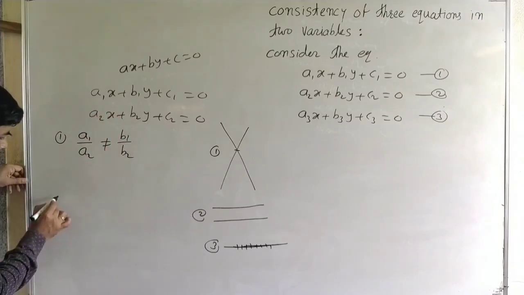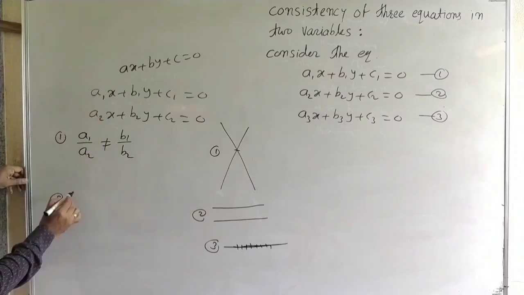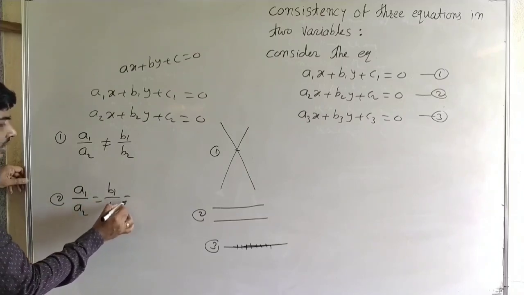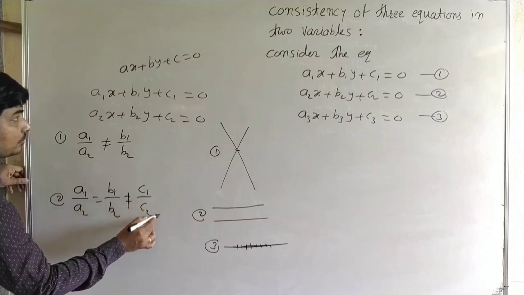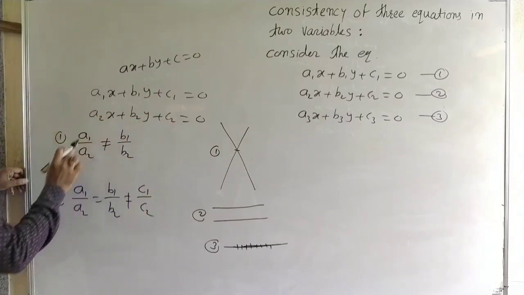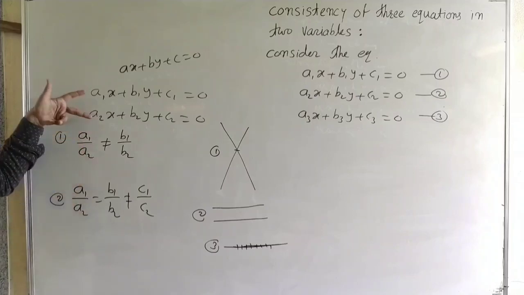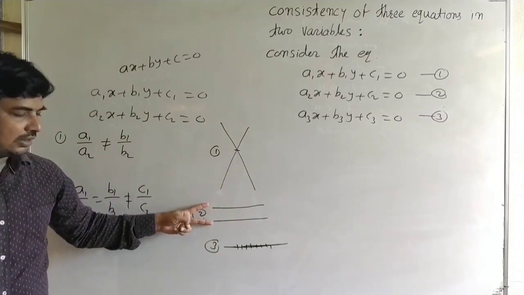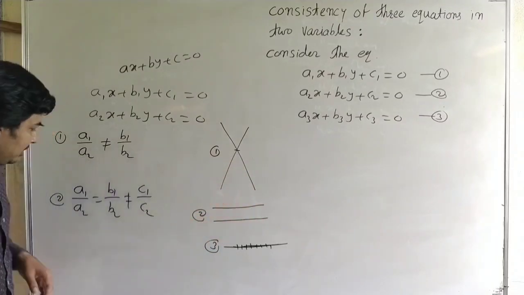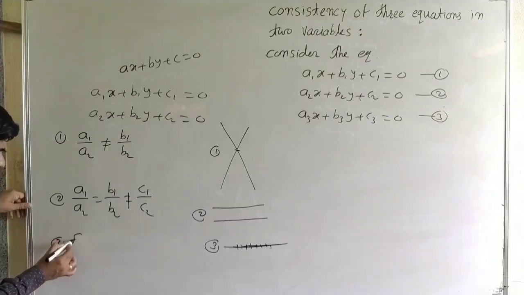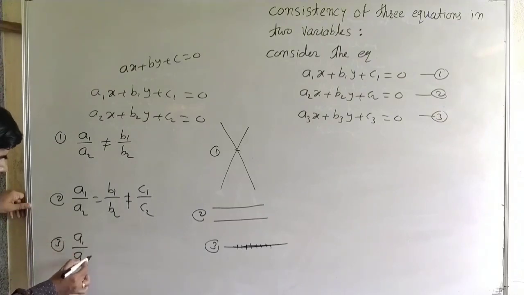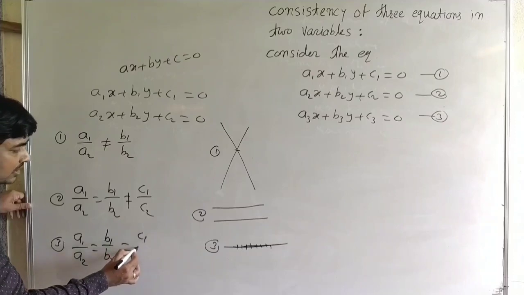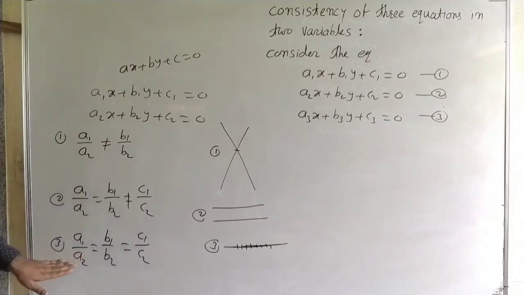In the second condition, if the lines are parallel, then a1 upon a2 is equal to b1 upon b2 is not equal to c1 upon c2. Here a1 upon a2 and b1 upon b2, the ratios of these two coefficients are the same. That means the slopes of the lines are the same. If the slopes of lines are the same, then the lines are parallel. Or the third condition, if the lines are coincident, that is a1 upon a2 equal to b1 upon b2 and equal to c1 upon c2.